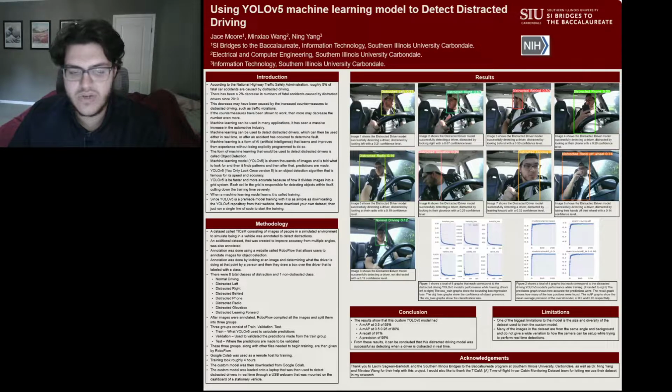After all of these images were annotated, the website RoboFlow compiled all of them and split them into 3 groups. So when a machine learning model trains or learns, it needs 3 groups of data. The first one being the train dataset. This is what the machine learning model uses to learn from. It then runs those predictions through a test group, and then it validates those tests with the validation group.